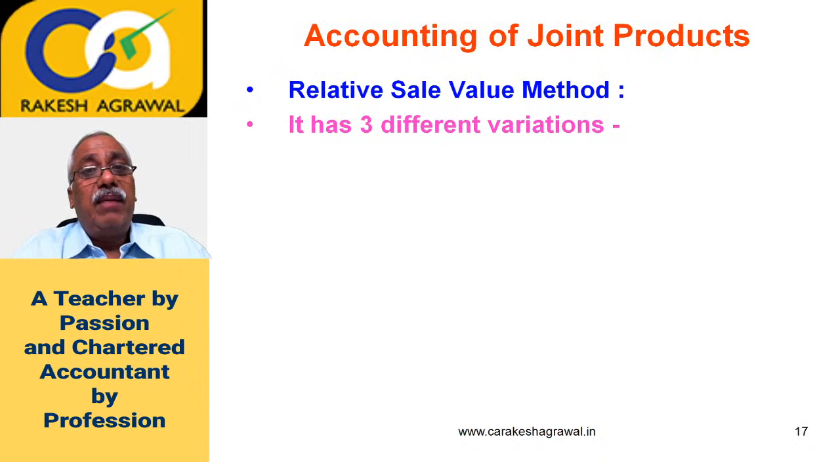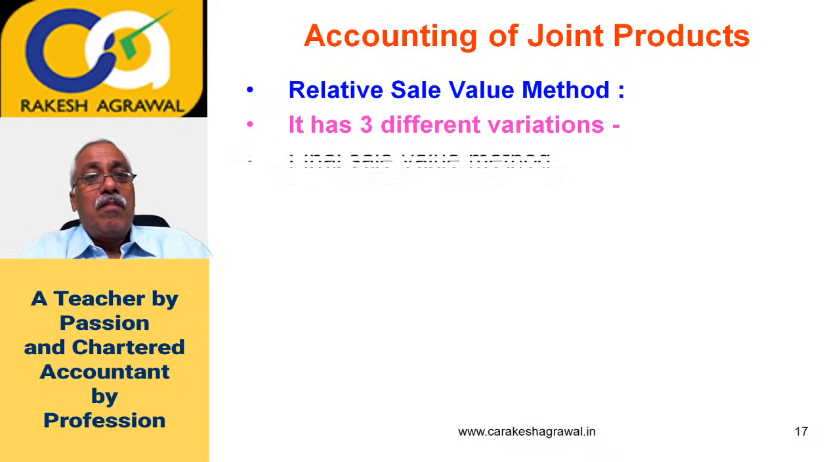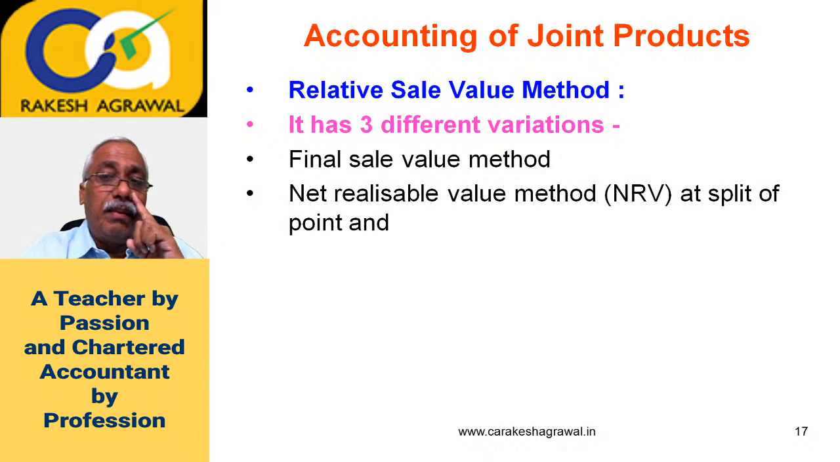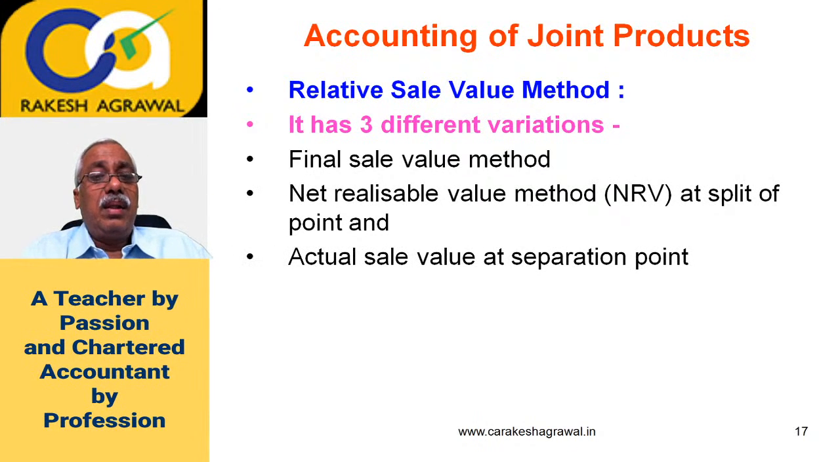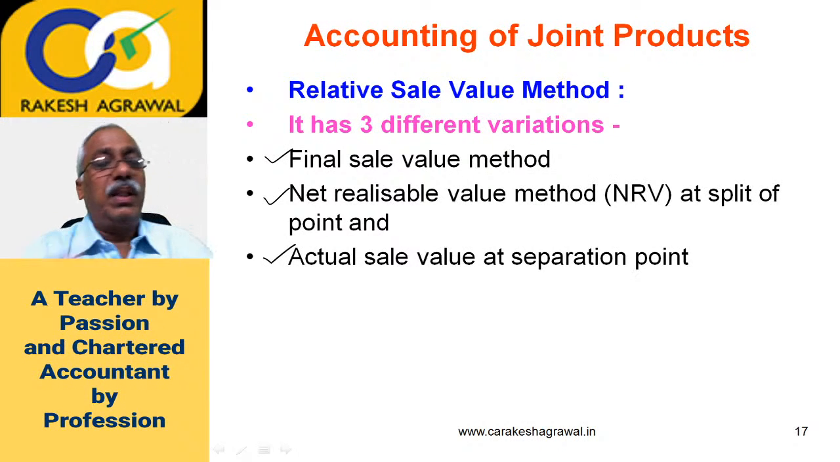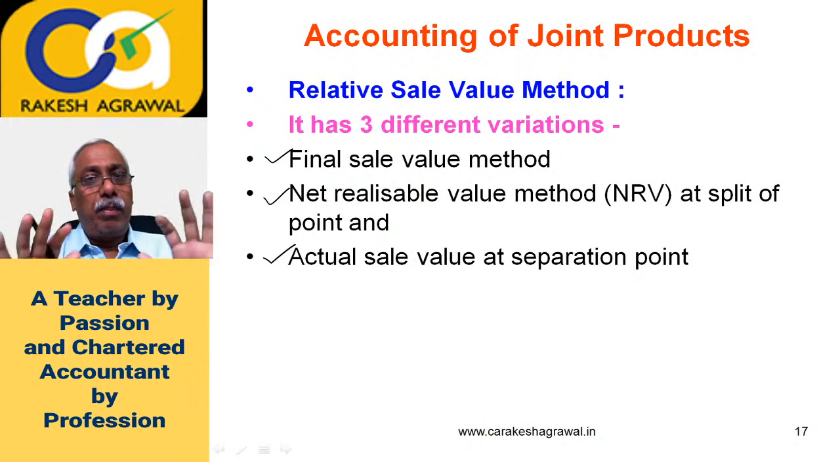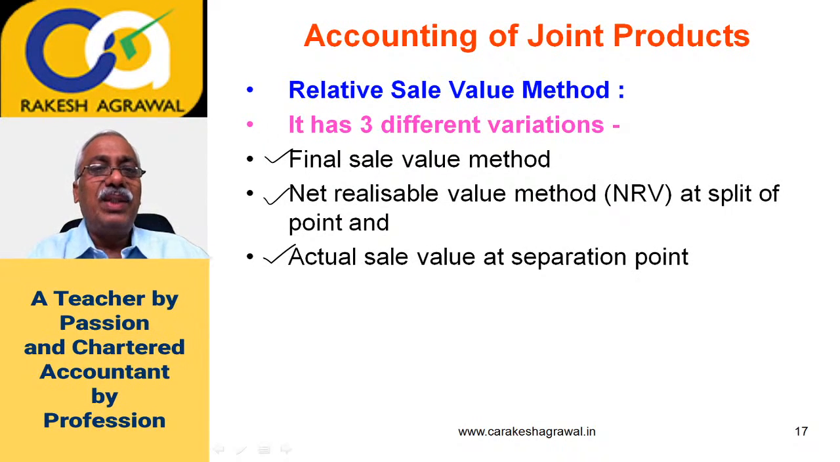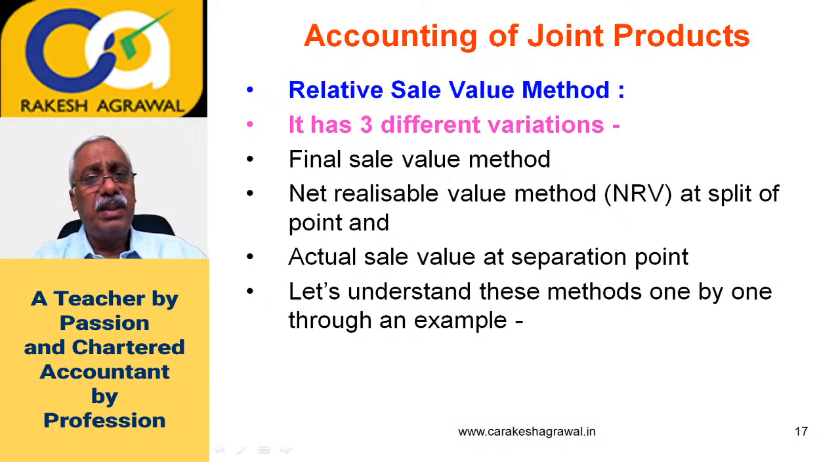Now we are again going into the sale value method. In sale value there are three different variations. What are these? One is the final sale value method. Second is the net realizable value method at split off point. And third is actual sale value at separation point, that is, actual sale value at split off point. Now, in which situation we should use which method, we will see that one by one. Predominantly it is the sale value method, but a small variation is there in the use of the sale value method. Let's go one by one. So let's understand this method through an example only.